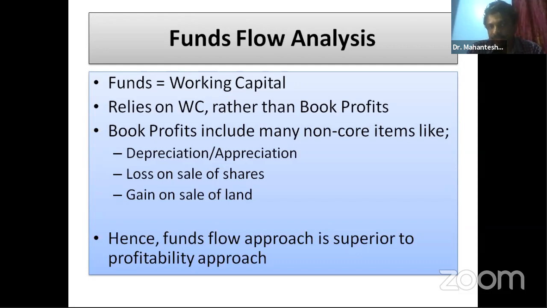Right. So funds mean working capital, flow means change, analysis means seeing the reason: what has been the change, why there is a change. Is it a good change? Is it not a good change? That is what we mean by the analysis. Funds mean working capital, flow means the changes, analysis means how much is the change, what is the reason for the change, is it a good change or a bad change.